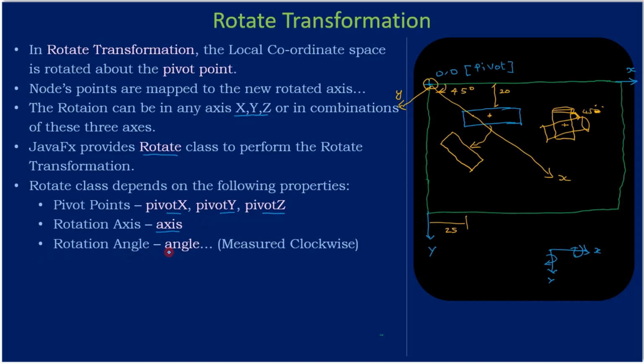Next comes the rotation angle. The rotation angle is measured clockwise. Since we take the axis in JavaFX dimensional space, it will be in the top left corner of the window. So the rotation takes place in clockwise direction. If you specify rotation angle as 30 degrees, the axis will be shifted by 30 degrees.